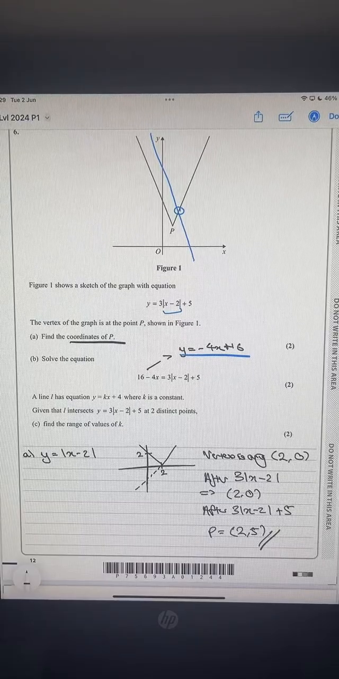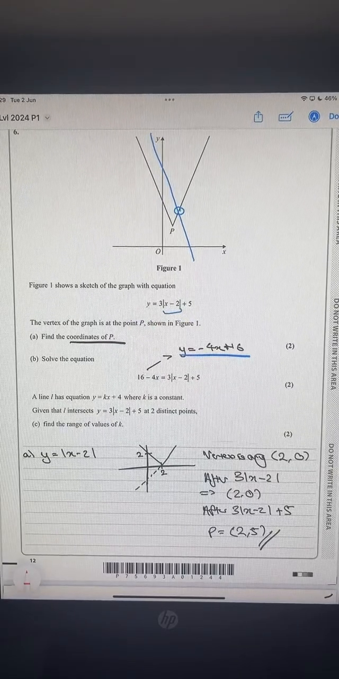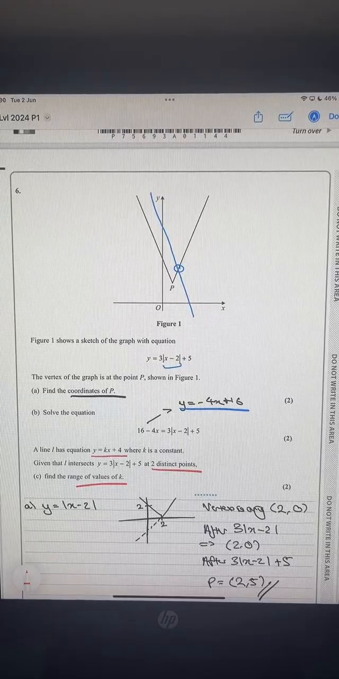Now for part C is where we have to do a bit more logic-y problem solving work. So I'm going to do some more drawings. A line L has the equation y equals kx plus 4, where k is a constant. Given that L intersects my original line at two distinct points, find the range of values of k. So what exactly is k in this equation? Let's establish k is my gradient. So I need to find the range of values for my gradient for a fixed y-intercept. My y-intercept is 4, and 4 is going to be about down here.